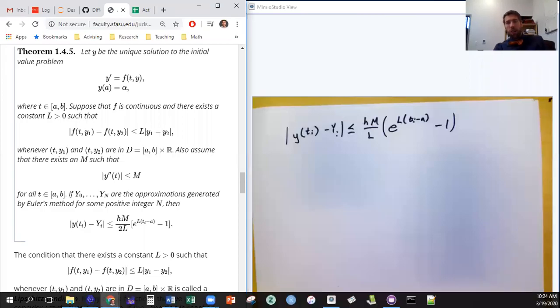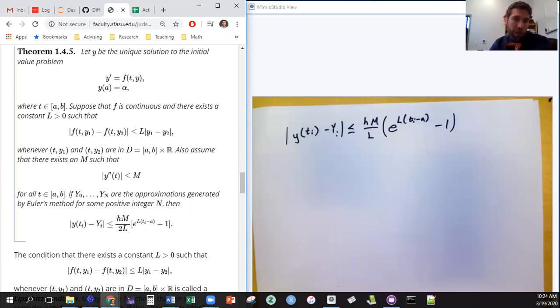Okay, so let's say that you're working on homework question number 7, and homework question number 7 requires you to use theorem 1.4.5 from your book. So theorem 1.4.5 from your book is quite the theorem.